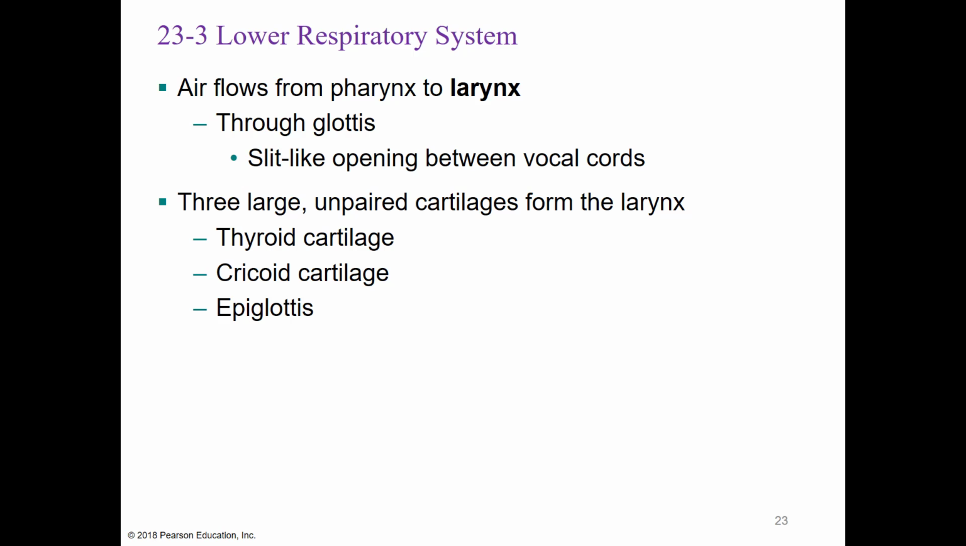We're going to go through the larynx through a slit-like opening between your vocal cords called the glottis. The glottis is going to open for air to go in. And there are three large unpaired cartilages that help to form the larynx that we're going to look at: thyroid, cricoid, and epiglottis.